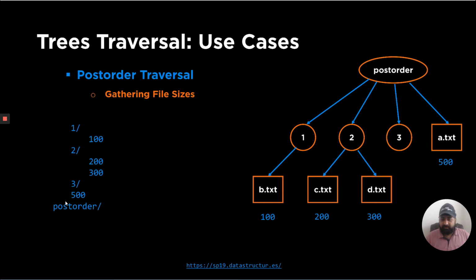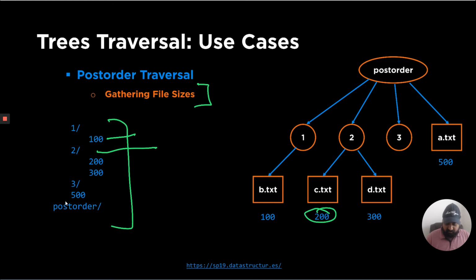What about post-order traversals? Post-order traversals are also helpful in some cases. In this case, I'm calculating the file sizes of a particular folder, and I want to display these file sizes in this format. The first folder has a file size of 100. The second folder has two files, with sizes 200 and 300. And the third folder has the total file size of 500 because it has just one file, a.txt, so it stores just one value, which is 500.